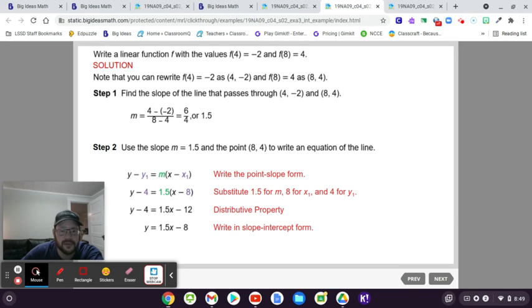You could also say 3 over 2 x, which I would prefer because normally you want your slope to be a fraction, not a decimal. But this is okay. It is all good. All right, so there's our function for that situation.